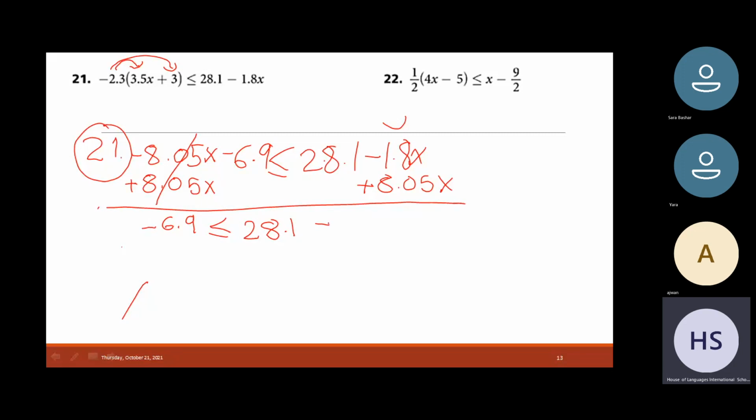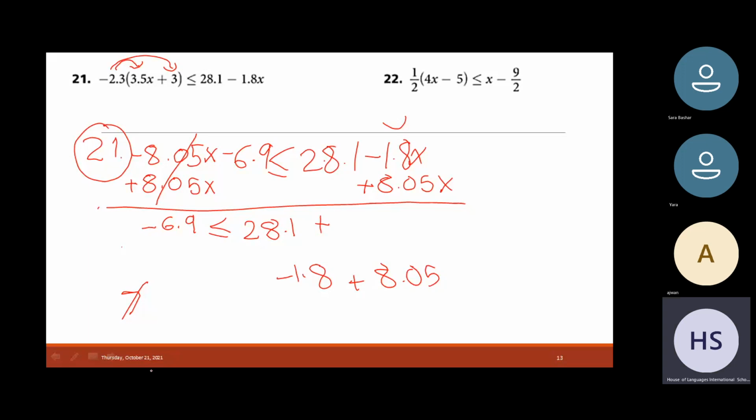Minus negative 1.8. Now here, negative 1.8 plus 8.05. Wait, teacher. What do we have here? We have to add or subtract. Teacher, we have to add. I have negative 1.8, subtract 8.05. You have to subtract. Bravo. Okay, so subtract, keep the sign.